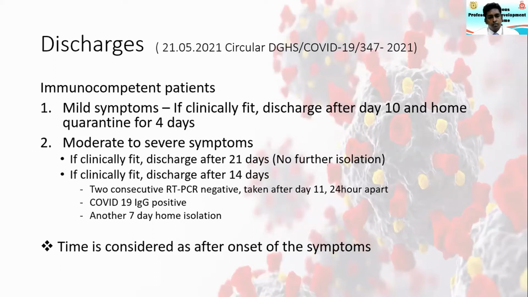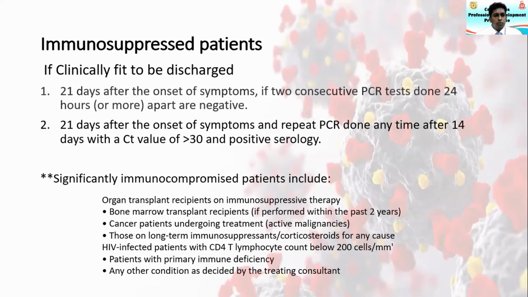The time you should consider is counted from the onset of symptoms. A lot of controversies happen during these discharges, so you have to take the time from symptom onset. For immunosuppressed patients, all of them you have to keep in the institution for 21 days. You can only discharge them if they meet these criteria.